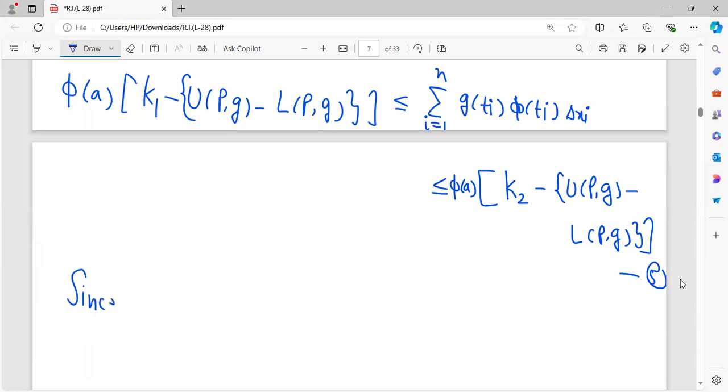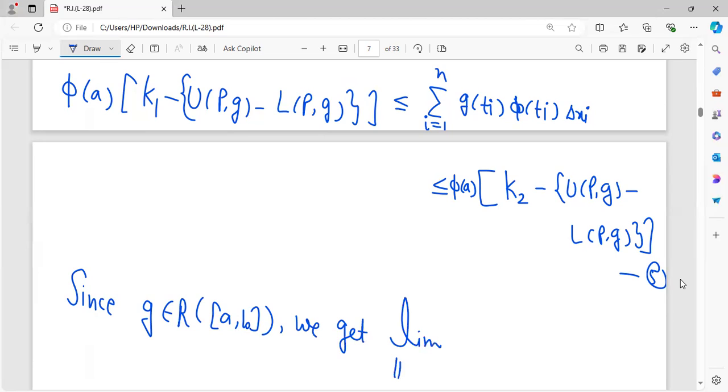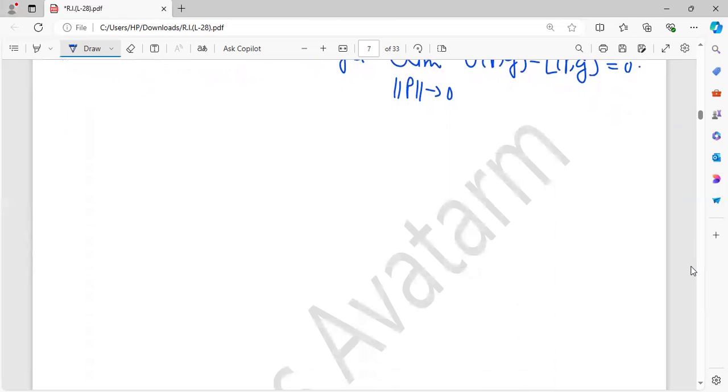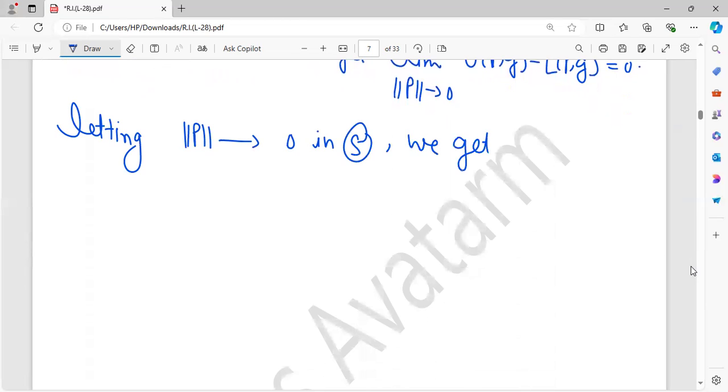Since g is in R[a,b], as the norm of the partition tends to 0, U(P,g) minus L(P,g) is actually 0. So letting the norm tend to 0 in 5, we get: this is phi(a) K_1, and this is U(P,g) minus L(P,g), which will be 0. This is in equation number 5.